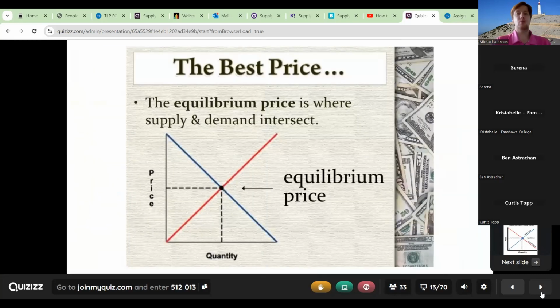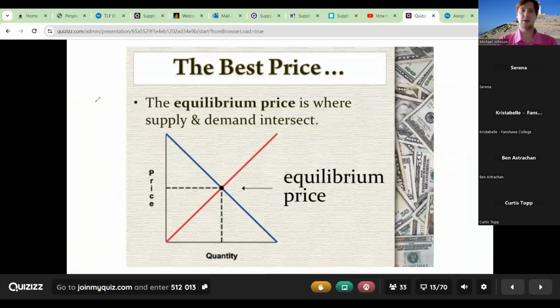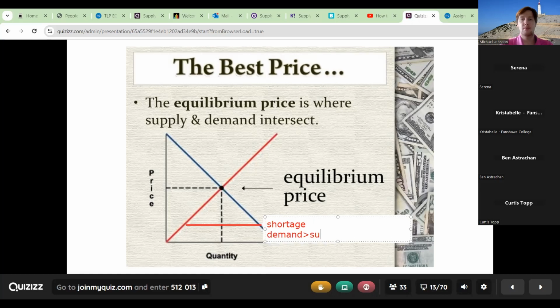So the equilibrium price is where the supply and demand intersect. So that's where they intersect. And I'll show you usually with this. So for example, right here, this is called shortage. That is when demand is greater than supply. So people want more than what is currently produced.